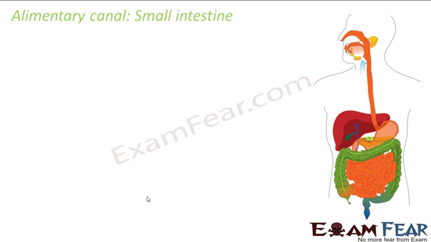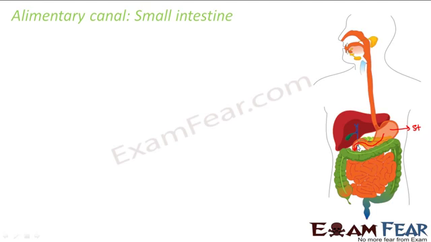Now, the food was there in the stomach. In the stomach, the food was acted upon by hydrochloric acid, so the medium became acidic. So in the stomach, what all happened? The food was acted upon by the gastric enzymes in presence of acidic medium due to hydrochloric acid. So now from the stomach, the food will come and it will enter into the small intestine.